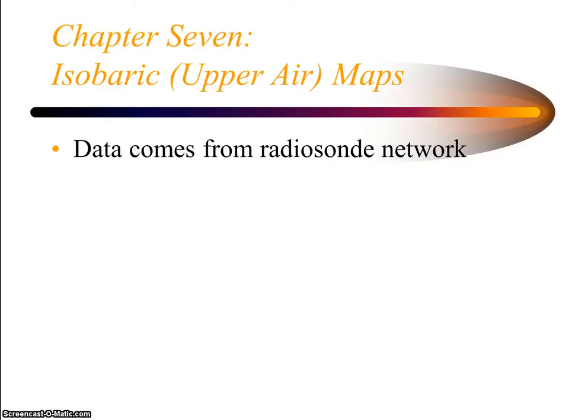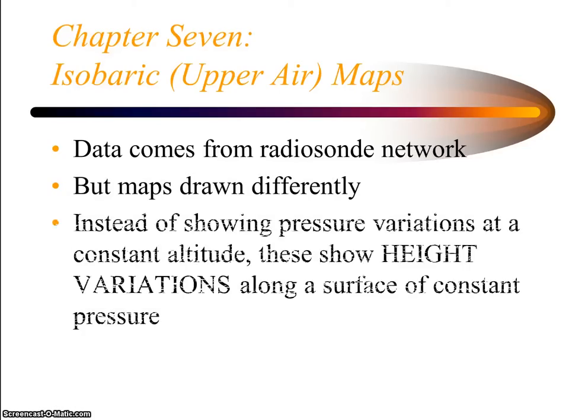Now let's go to upper air maps. How do we get upper air maps? Well, the data comes from those balloons we launched with the instrument packages on them that we talked about in a previous chapter called a radiosonde. But the maps for the upper atmosphere are drawn differently. Instead of showing pressure variations at a constant altitude, like at sea level, like we do at the surface map, the upper air maps show height variations along a surface of constant pressure. So it sort of shows you the same thing but differently.